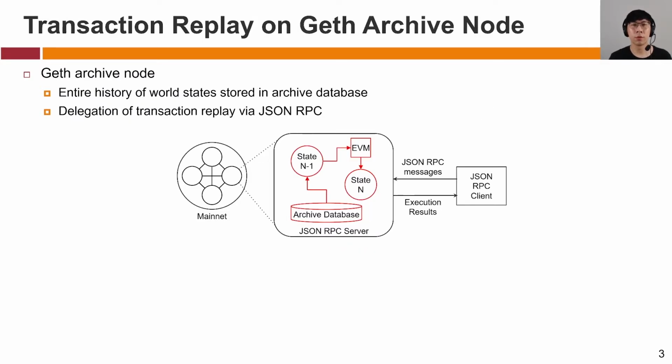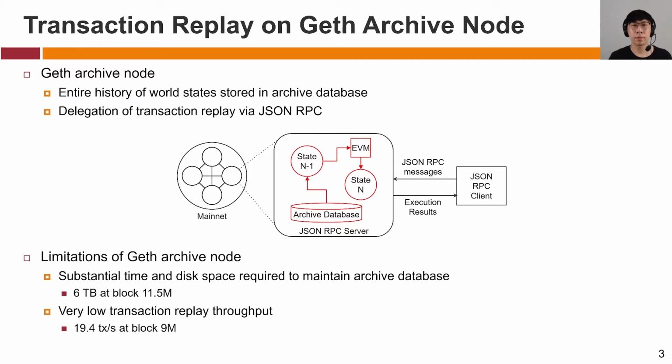The closest approaches to ours are Geth archive nodes and Geth full nodes in fast sync mode. Geth archive nodes store the entire history of world states in the archive database, so it can be used to retrieve the state at an arbitrary block for transaction replay. In practice, a Geth archive node requires enormous time and space to create and maintain the archive database. But archive nodes show very low throughput with transaction replay, which makes it pointless to maintain an archive database for transaction replay.